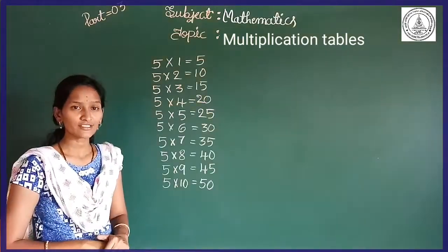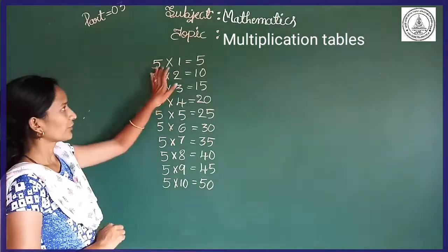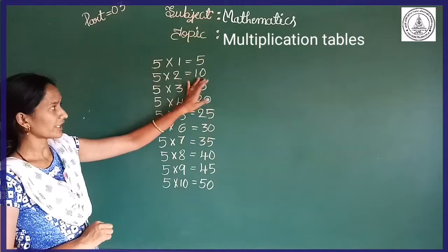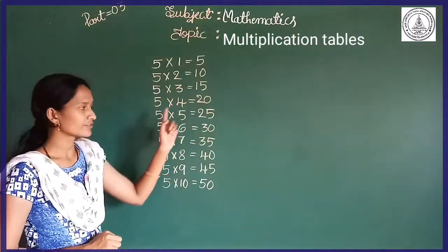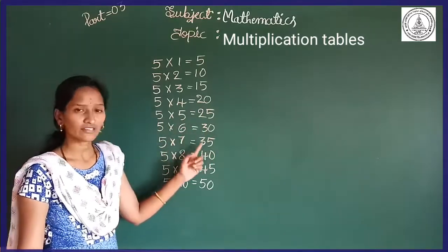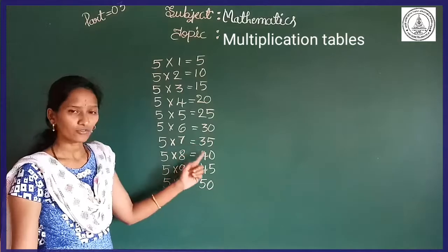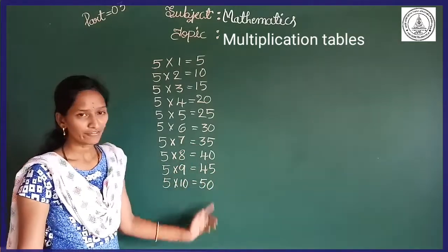Okay, students. So this is our multiplication table of 5. See here. 5 1s are 5, 5 2s are 10, 5 3s are 15, 5 4s are 20, 5 5s are 25, 5 6s are 30, 5 7s are 35, 5 8s are 40, 5 9s are 45, 5 10s are 50.